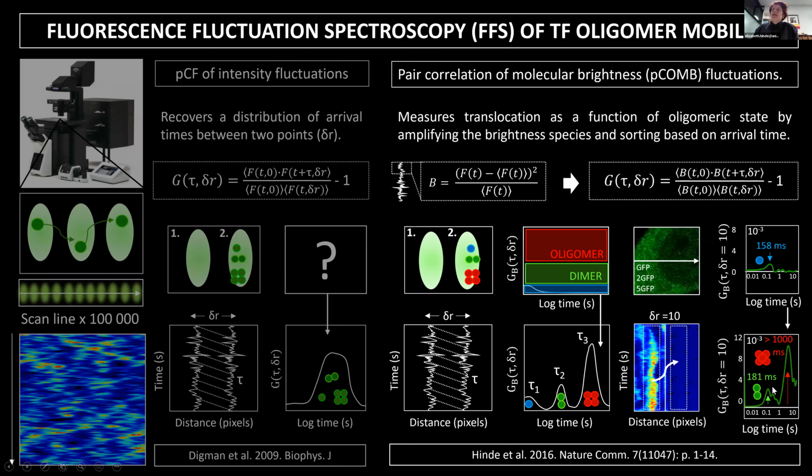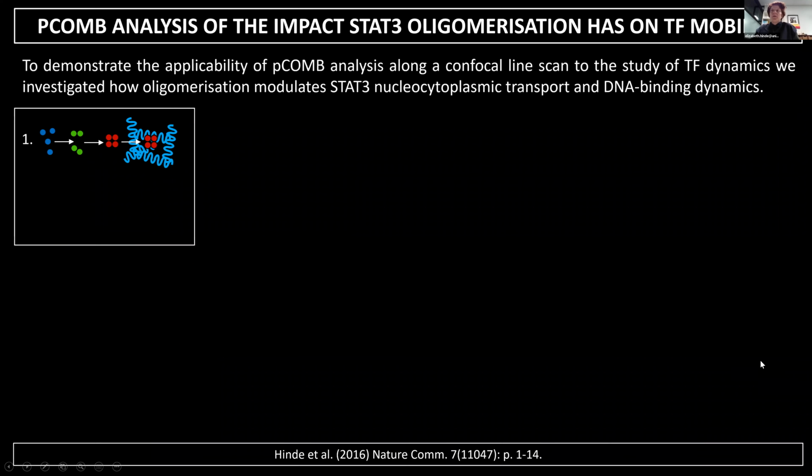So now we have a way to really look at not only how a dimerization event modulates the mobility of our biological protein, but how an oligomerization event does. So we applied this to STAT3 to ask the question, when STAT3 undergoes a dimer to tetramer transition, is it the tetramer that searches for this DNA sequence, or does the dimer interact with another dimer after binding DNA and form a tetramer?